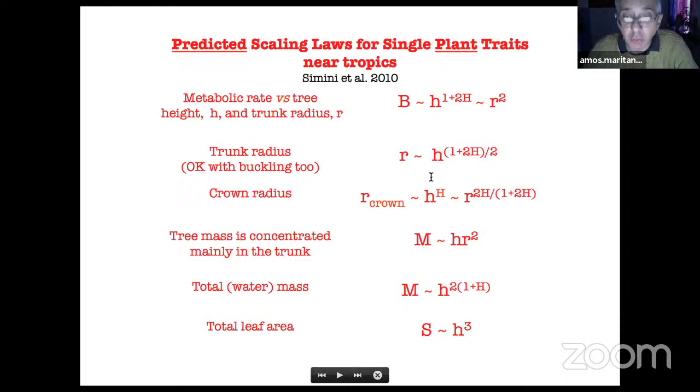The mass of a tree is always growing because there is a part that is dead, which is just the physical support of the plant. The radius of the crown scales in this way, just using the scaling of H and R. The mass of a tree, if it is more or less concentrated in trunk and branches, scales like H times R squared, meaning more or less the mass of the trunk. And so the mass of a tree at the tropics scales like H to the 4. The volume scales like H cubed, as I said before, and the mass like H to the 4. So the density of the wood scales like H^4 divided by H^3, meaning that the density of the wood of a plant grows like H.